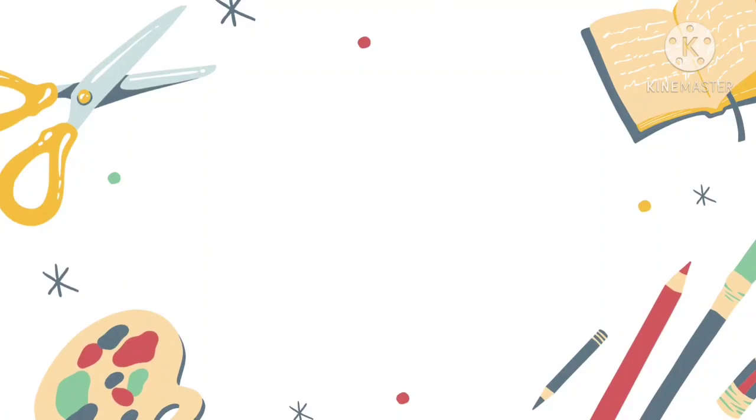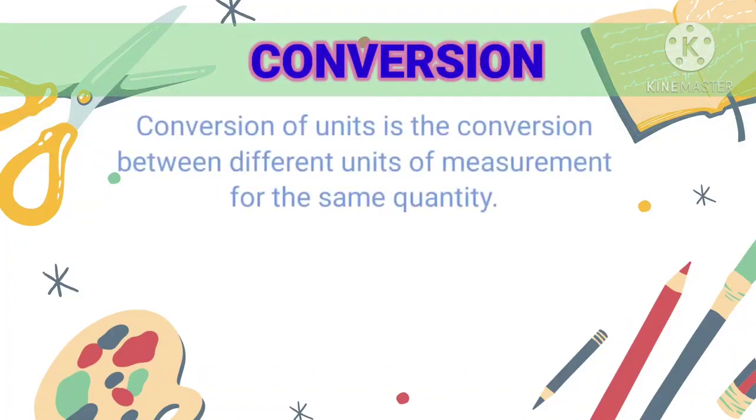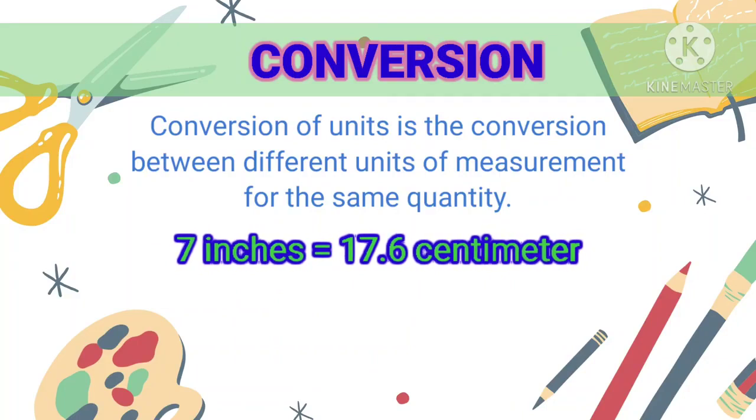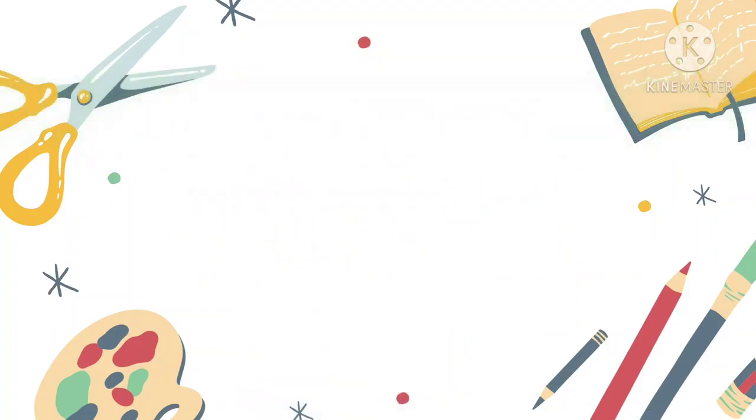Let us now proceed to our first topic, which is conversion. What is conversion? Conversion of units is the conversion between different units of measurement for the same quantity. For example, when 7 inches is converted into centimeters, the answer is 17.6 centimeters. Though they have different units of measure, which are inches and centimeters, in reality, they are equal.